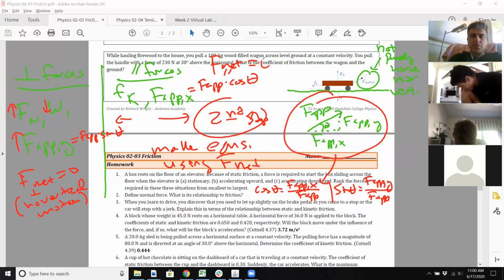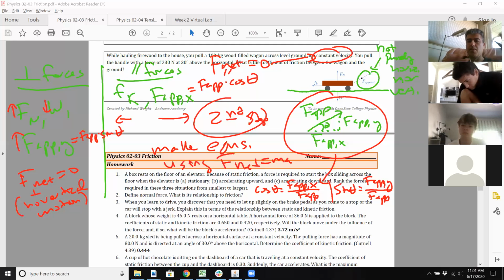The Fnet for parallel is also 0 because you have a constant velocity. Fnet is all the things added up, and Fnet does equal ma, just so you know. But if you have no acceleration, it's 0. Or if it's not moving, it's still 0. So that's the reason why we can say it's 0 for both cases. Constant velocity, no acceleration, not moving, 0 acceleration. If it's not moving vertically, 0, and of course, constant velocity horizontally, 0.